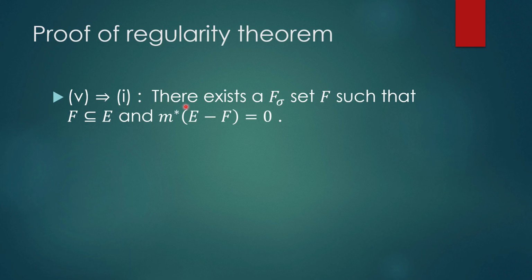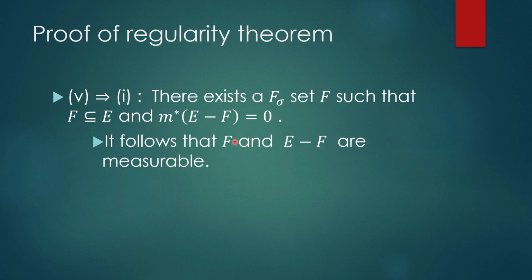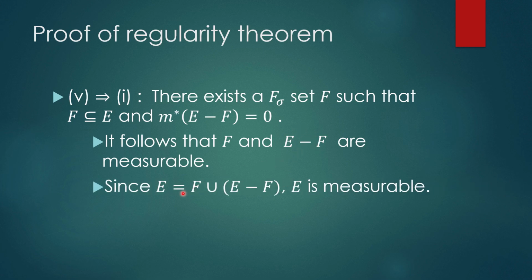There exists an F sigma set F such that F is a subset of E, and M star of E difference F is exactly equal to 0. Right, so this is statement number 5, and now we are going to show that E is measurable. F is measurable, it has been given, and since outer measure of E difference F is equal to 0, E difference F is measurable. Then since E can be written in this form: F union E difference F, where F is measurable and E difference F is measurable, E is also measurable. Alright, so it completes the proof.